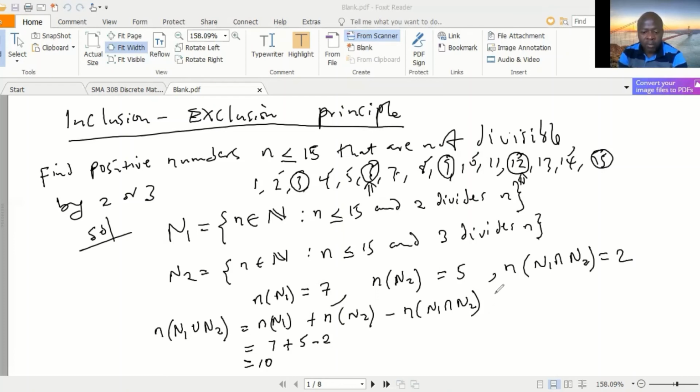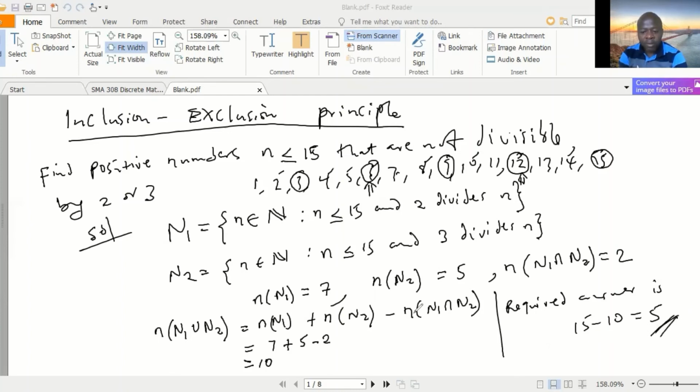So what does the question want? The question wants the number of elements not divisible by 2 or 3. So the required answer is 15 minus 10, which is 5. And that's what we got earlier when we started.